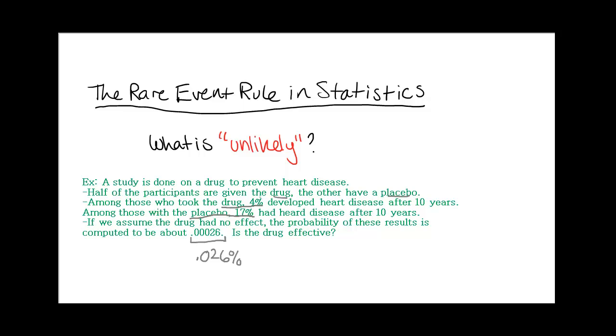The people who took the drug have a significantly lower rate of heart disease than the people who took the placebo. And this probability has a lot to do with how many people we have in the sample, and the differences in the percentages and all of that. So there's a lot that goes into it. But the rare event rule is basically saying that when you have something with very small probability, in statistics we typically assume that that didn't really happen, that there's something wrong with our assumptions.